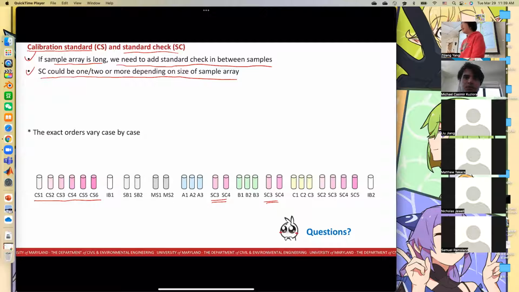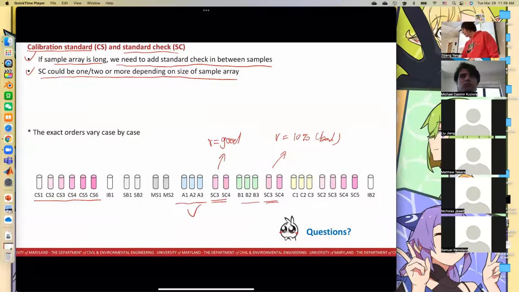If this array is very long, then it will take a very long time to do the measurement. For example, when we check this one, the recovery rate is good. But when we go to this one, the recovery rate is only 10%, which is bad. In this case, we may say that the measurement before this is supposed to be good, but the measurement after this is bad. So we may use the measurement of this one, but we are not able to use the measurement of this one.